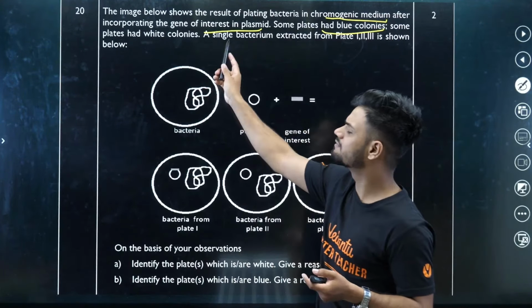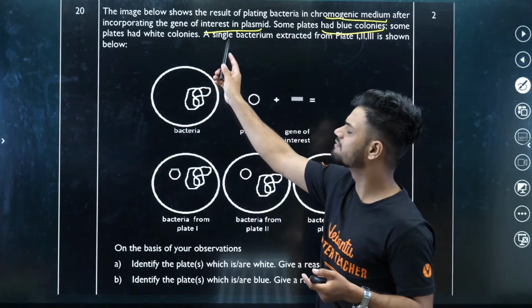Now, will this be activated? Do you have beta-galactosidase? It won't be activated because the gene of interest is sitting on top of it. Hence, all the colonies will be white in this case, because this enzyme is responsible for blue colonies. So every single time there is beta-galactosidase enzyme, in normal condition, we get blue colonies. But in plate A, can we see the gene of interest is sitting on top of the plasmid? It means the gene responsible for the beta-galactosidase enzyme is completely inactivated by the gene of interest.